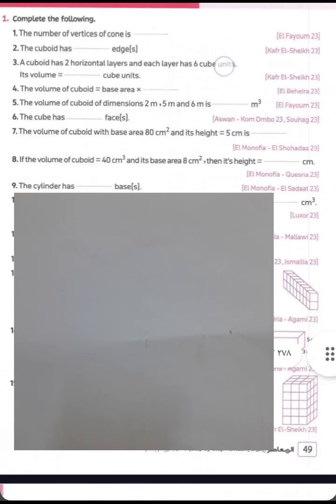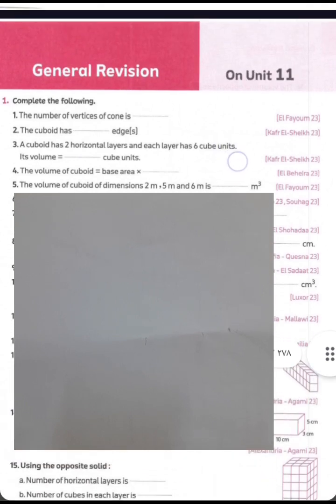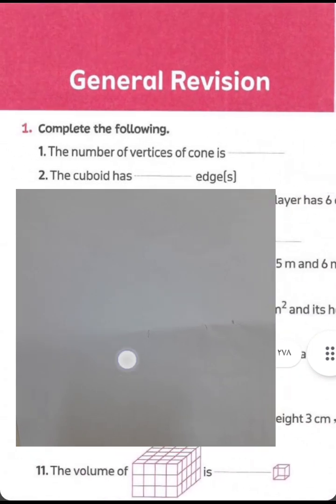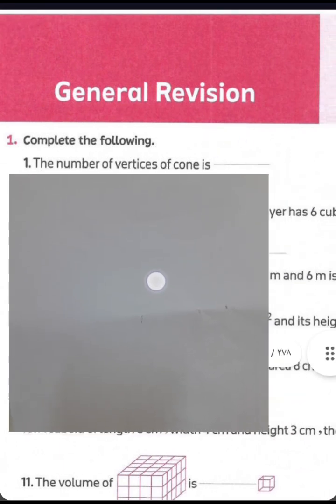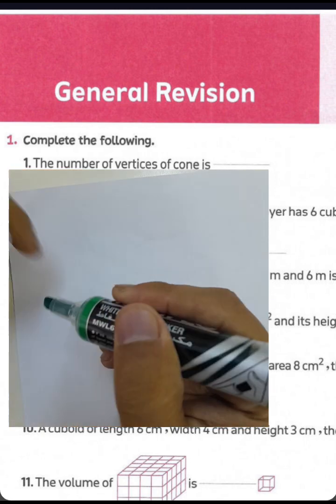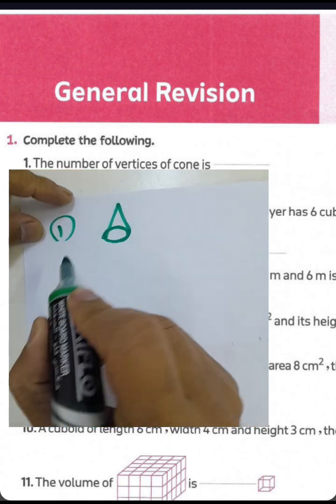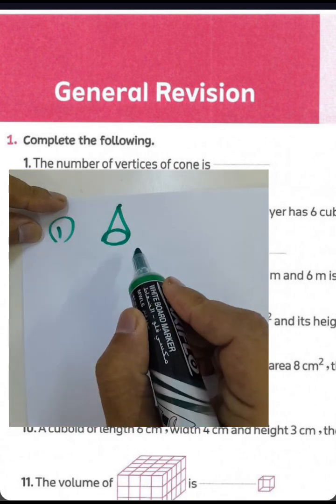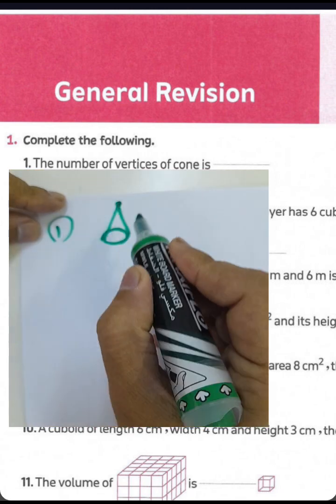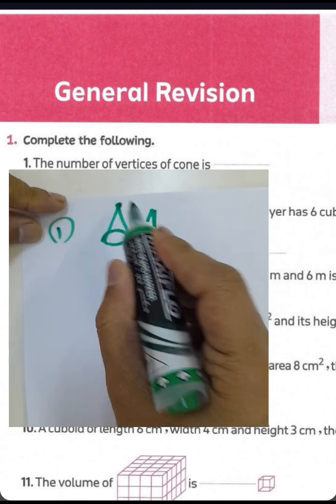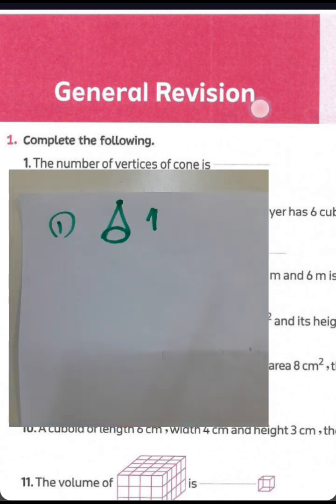Revision on Unit 11 from the book, page 49. Look with me at question number 1. Complete: the number of vertices of a cone is what? We have here the cone. We call it the cone. We have one vertex here. The number of vertices will be 1. We call it a vertex. The number of vertices will be 1.